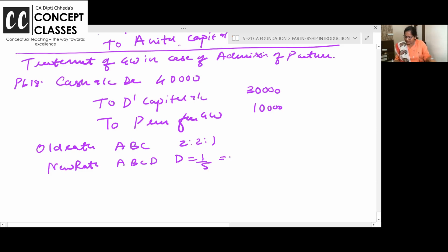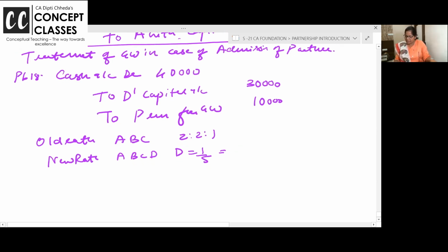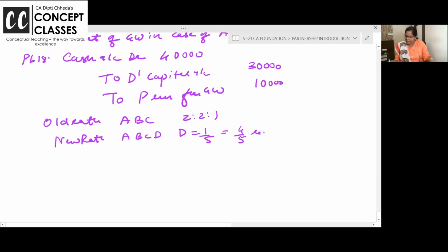And nothing else is given, so without doing the ratios also you can get this. Can I say 4/5 remaining, give it to the old partners in the same old ratio? So between A, B, C, the old ratio is 2:2:1. The new ratio is also 2:2:1. The sacrificing ratio will also be the same. If the old and new ratio are the same, the sacrificing ratio has to be the same. I hope you are getting it.